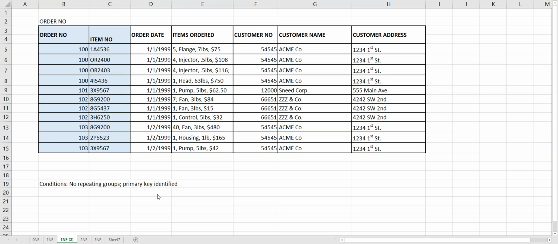Alright, so here we are with our first normal form, and we would like to move now to second normal form. Okay, there's really only one condition for second normal form, and that is that there are no partial dependencies. Now, to understand what this means, we have to understand the concept of functional dependency. And all that really means is that it takes one field to determine another field.